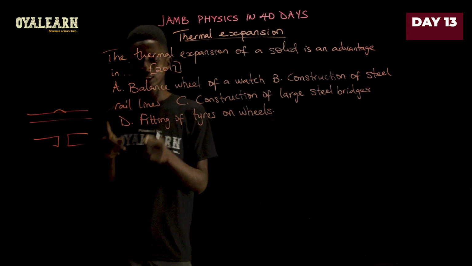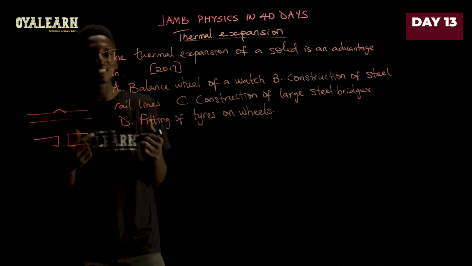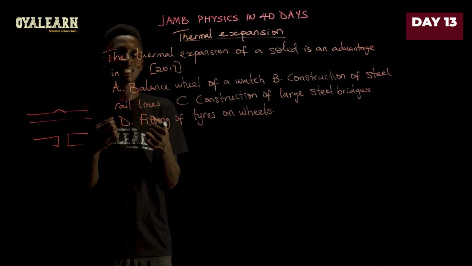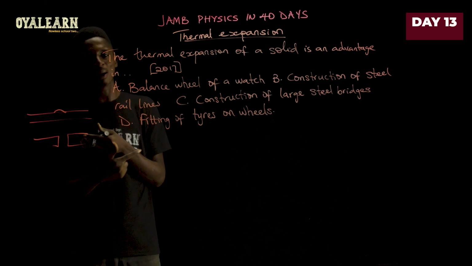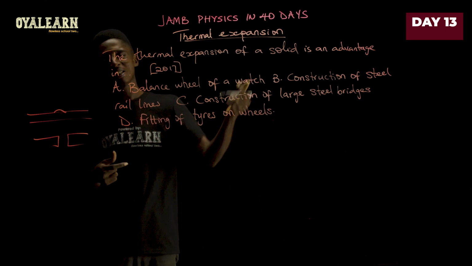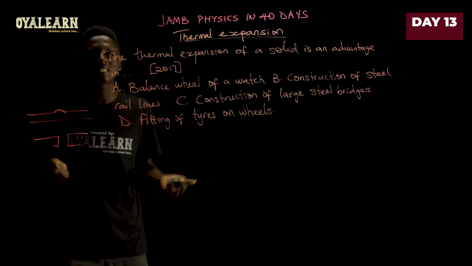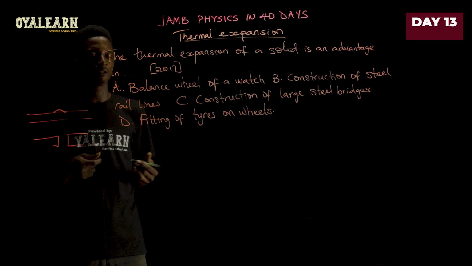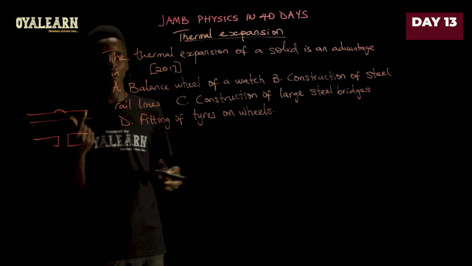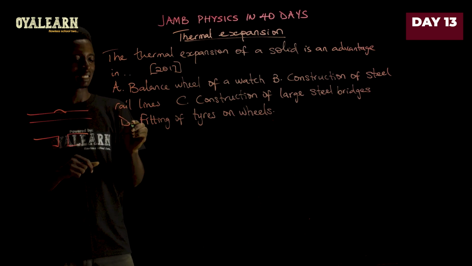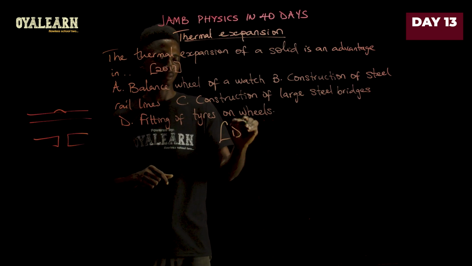That leaves us with option D, which is in the fitting of tires to wheels. Now you see that tires on wheels are always tightly held together. So whenever you want to pop it off or put it back on, you always have to rely on thermal expansion to cause it to contract a little bit. That way it will be easier to remove the tires from the wheel, and also to return them back after pumping and so on. So this is an advantage. So we go with option D.